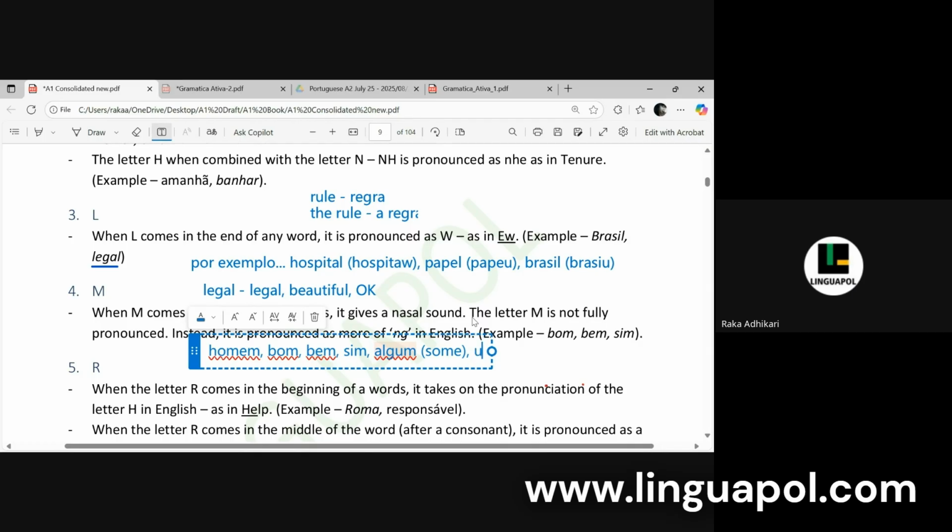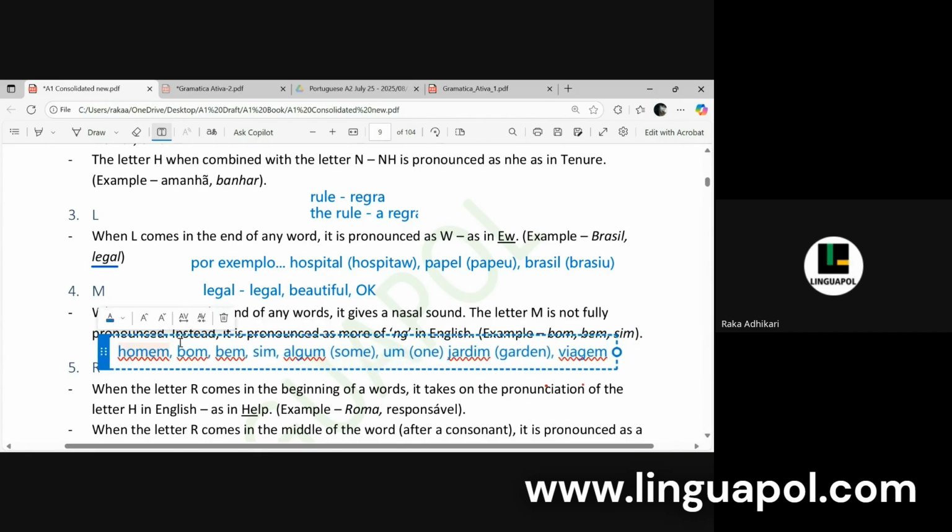Similarly, we have u. U means one. Then we have words like jardim, garden. I'm not saying jardim, I'm saying jardim, with a nasal sound, like an e at the end. Then viagem, it's like an a at the end. Viagem means a trip.